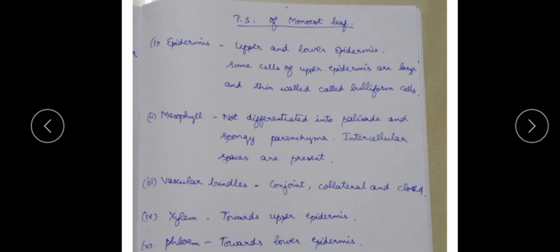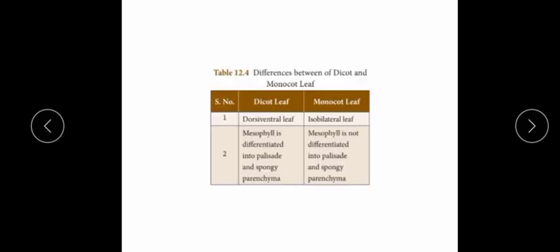Next in the table you have a small comparison, the differences between dicot and monocot leaf for you. This is a 2-mark question. Once you get a textbook, children, please mark. I am going on repeating, this is a 5-mark question, this is a 2-mark question. So here and there if you mark, it will become very easy for you. Finally we won't have time to be going on marking all those things. So once you get your textbook, please mark it.